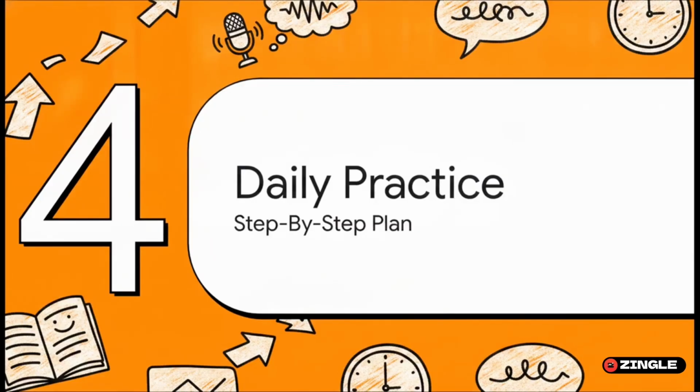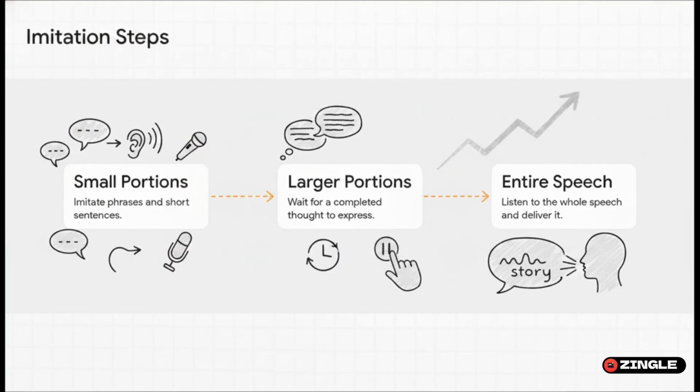Let's jump into Section 4, your daily practice plan, step by step. This is honestly the most exciting part of this explainer because this is where we build a concrete step-by-step plan you can start using literally today. First, you're going to open up a YouTube video or a podcast where someone is speaking clearly. Step 1 is to start small. Listen to just a 3 to 5 second phrase.